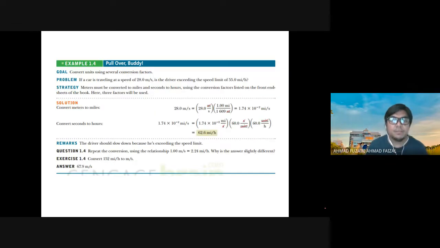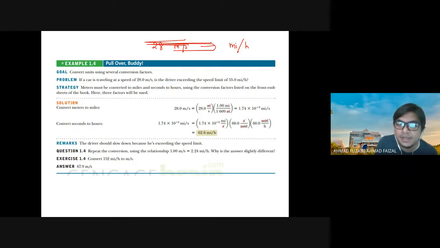For example, if a car is traveling at a speed of 28 meter per second, is the driver exceeding the speed limit of 55 miles per hour? So this is the kind where you want to do some conversions, from 28 meter per second to miles per hour. Okay, for example here, now we have 28 meter per second.